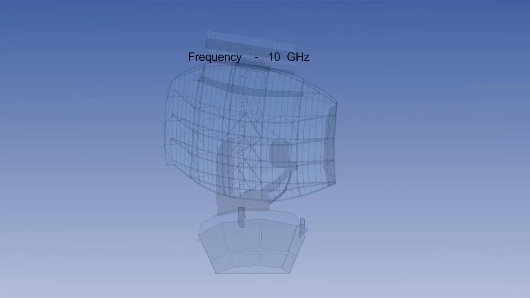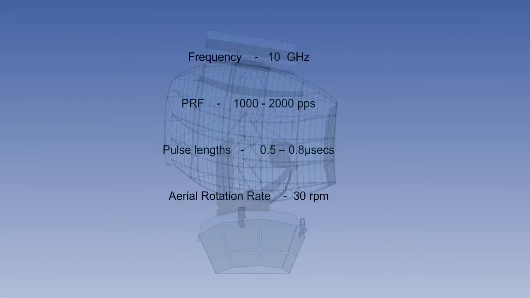The normal frequencies used for these types of radar are around 10 GHz. PRFs are 1 to 2,000 pulses per second. Pulse lengths are between 0.5 and 0.8 of a microsecond. Aerial rotation rates are about 30 rpm. They normally give a maximum range of 20 to 30 nautical miles.